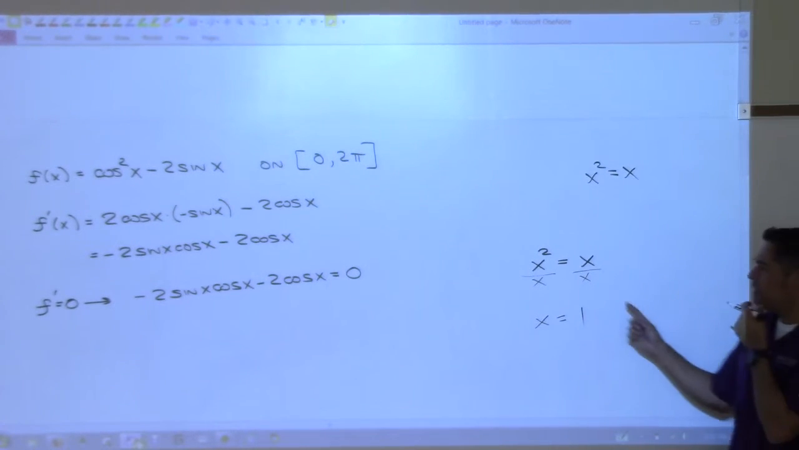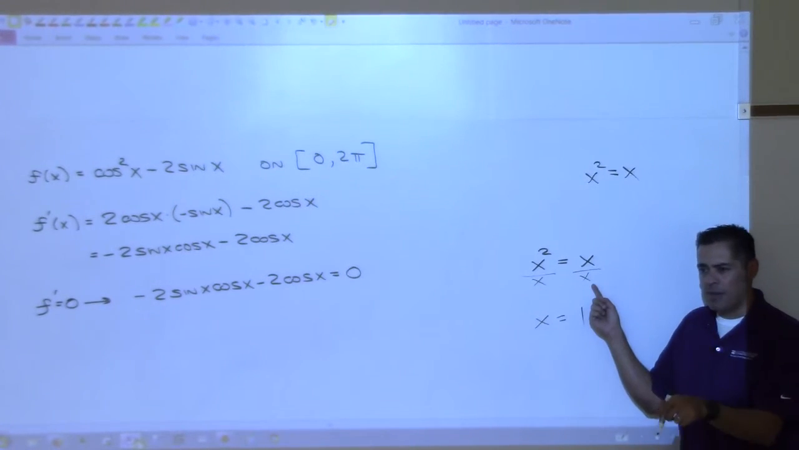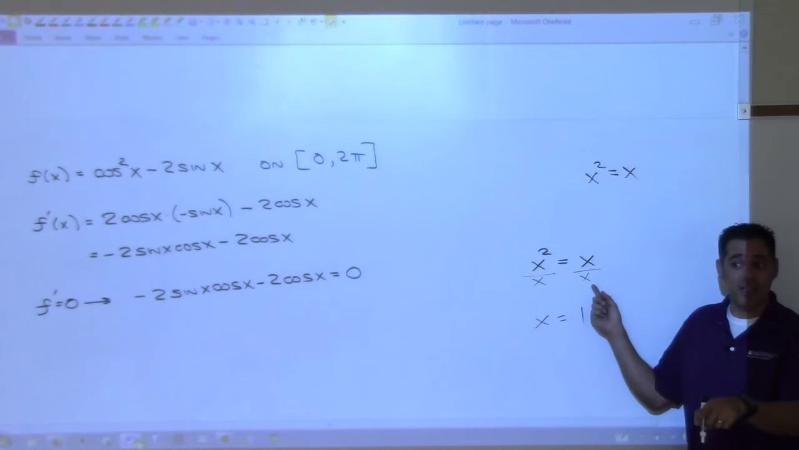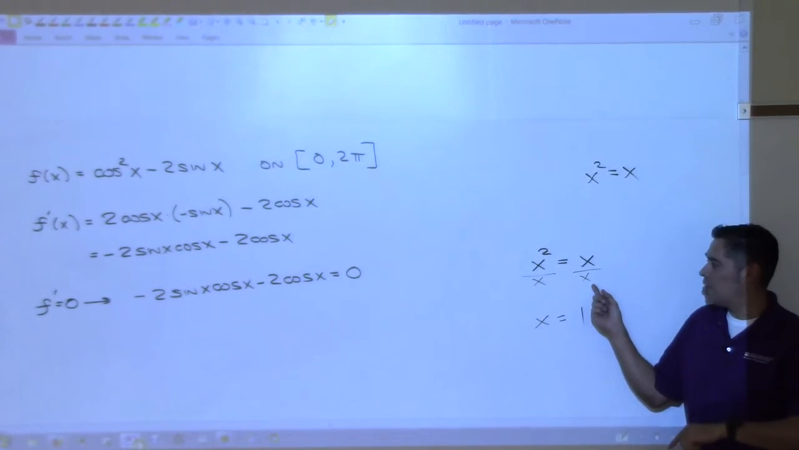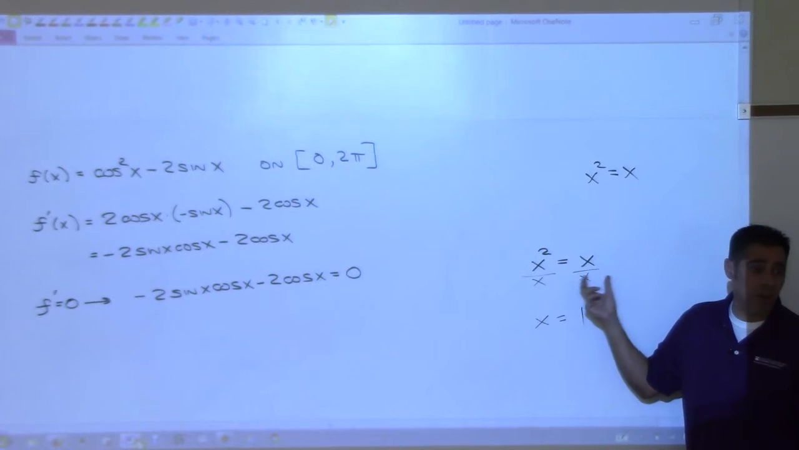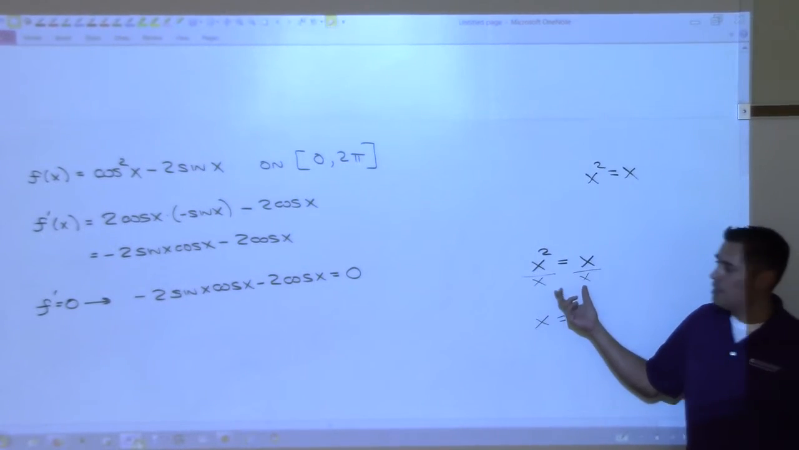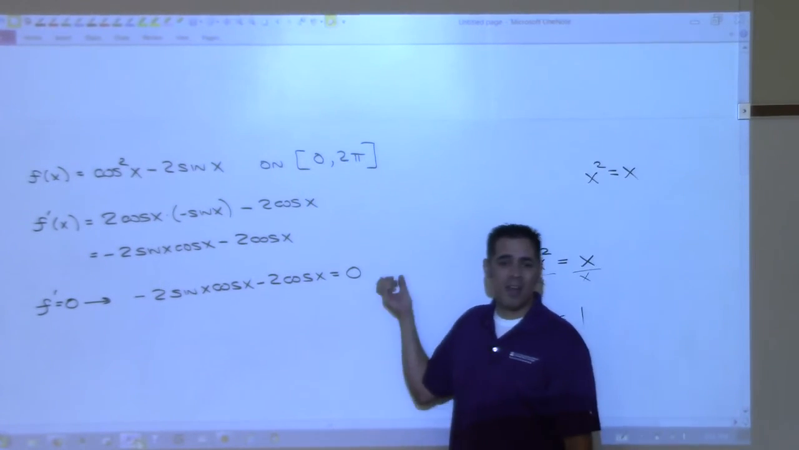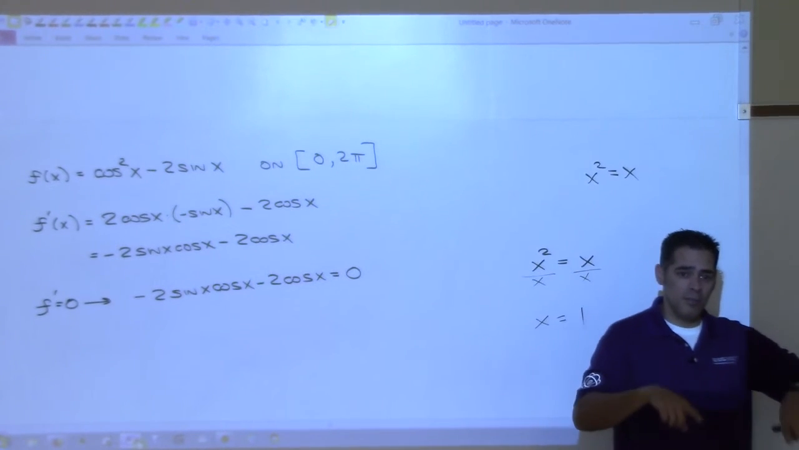And the reason you're missing it is because you divided by x. And when you divide by something, you're promising us it's not 0. So you actually lost one of your solutions by doing this. So by moving the cosine to the other side and then dividing by cosine, you're going to lose solutions.